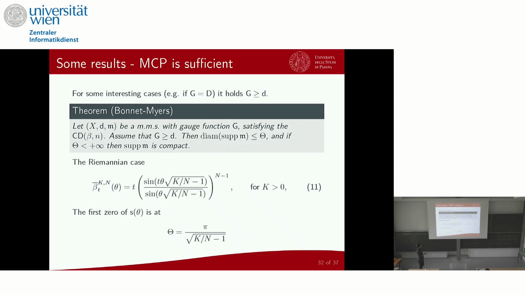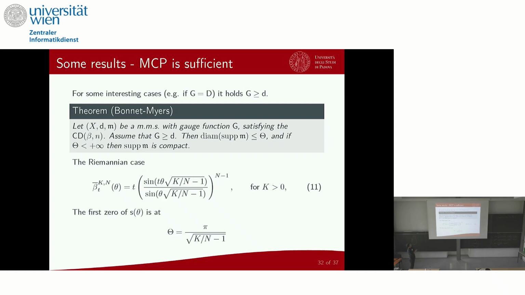Okay, so still a few minutes. Okay, I will be very quick. So you have a sort of Bonnet-Myers theorem in this case. For instance, I will simplify my assumption.